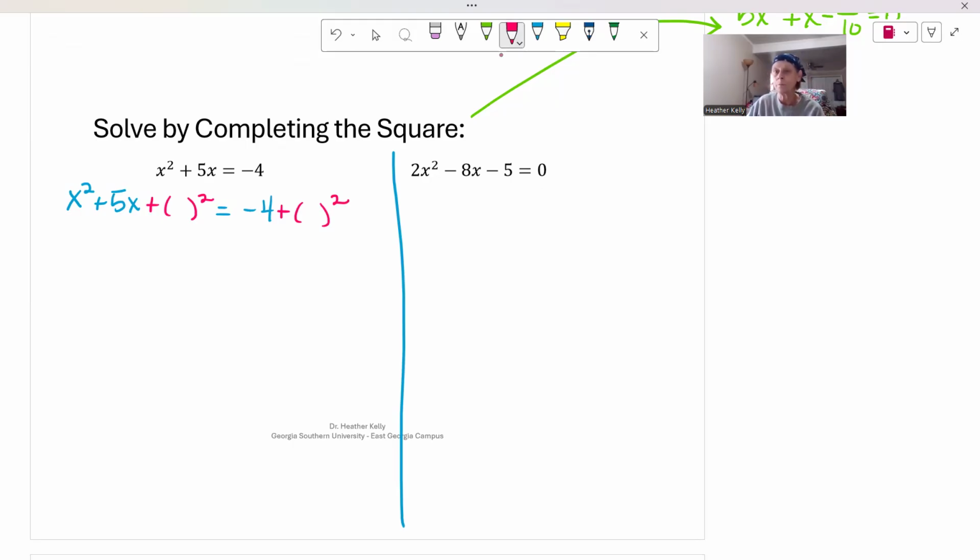This is the form that we're going to set up. Now, what goes inside the parentheses squared is 1/2 of b. So b over 2. So 1/2 of b. So we're going to put 5 halves here and 5 halves here.